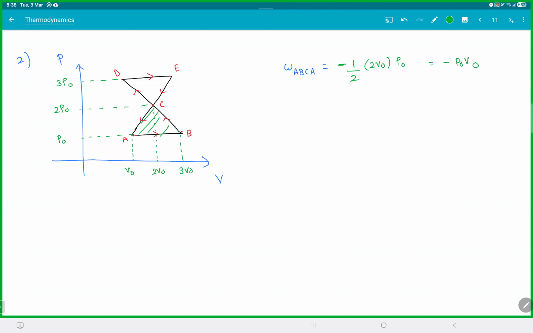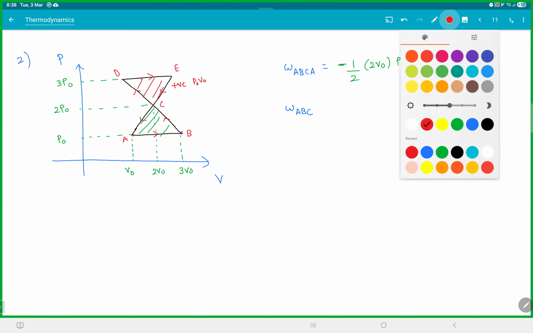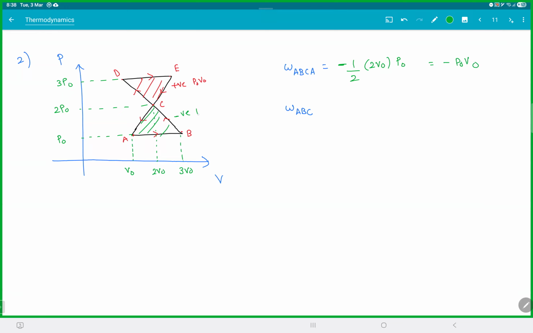The signs are important. And what about the work done in the whole process? If you go A, B, C, D, E, C, A, the upper cycle will be positive work, positive P naught V naught, and this will be negative work, negative P naught V naught. So the total work done in A, B, C, D, E, C, A is 0. Easy.